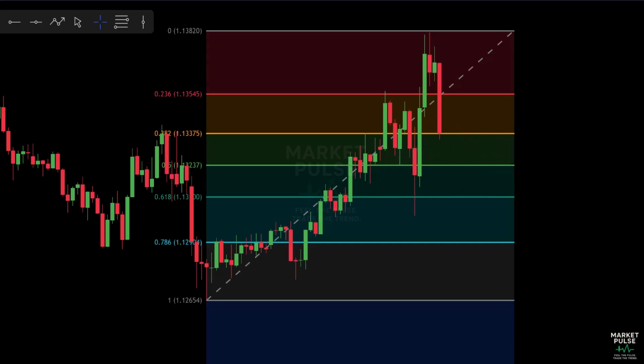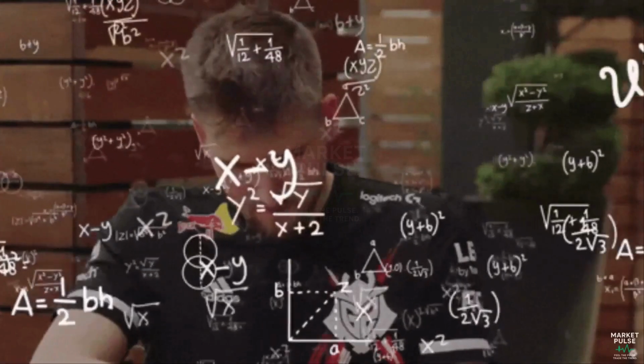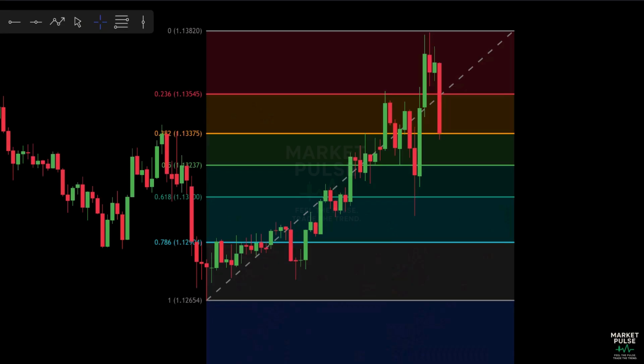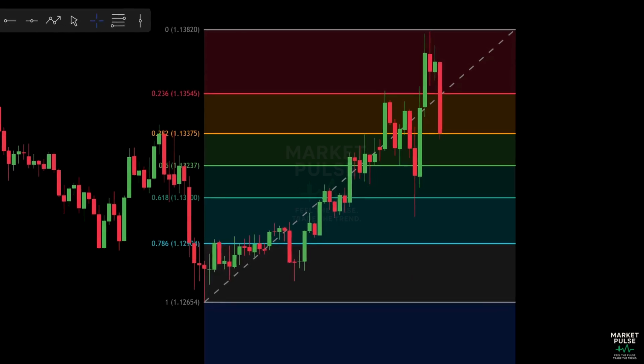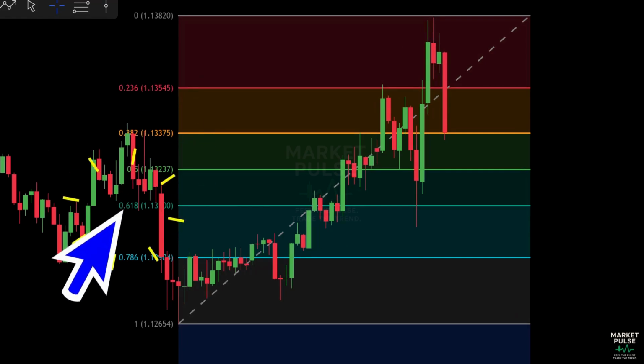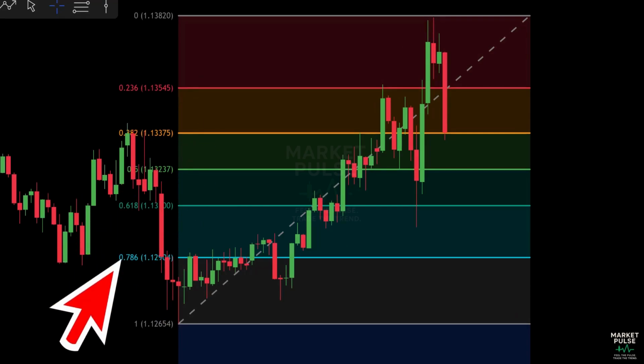It's all built on the famous Fibonacci sequence, a mathematical pattern that shows up everywhere in nature and, yes, even in the markets. From this sequence, we get powerful retracement levels used by traders across the world: 23.6%, 38.2%, 50%, 61.8%, and 78.6%.